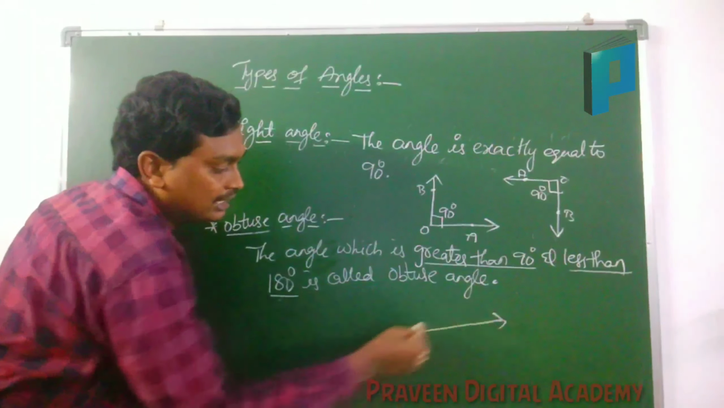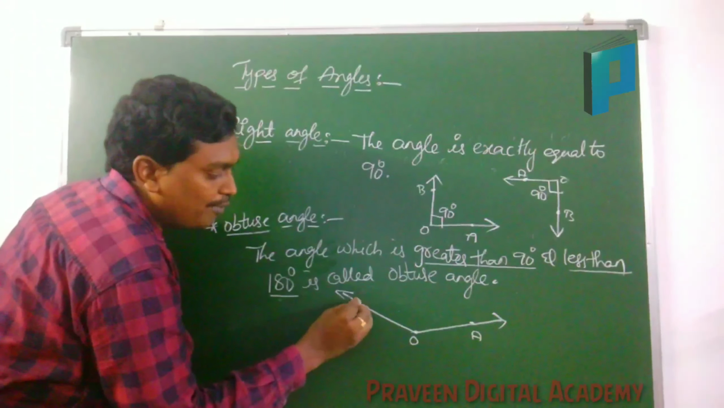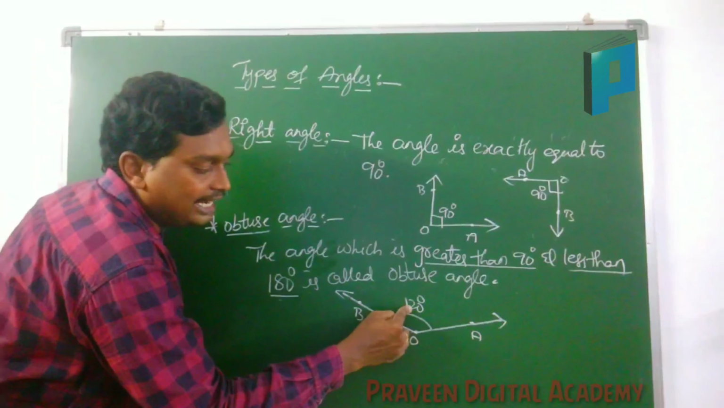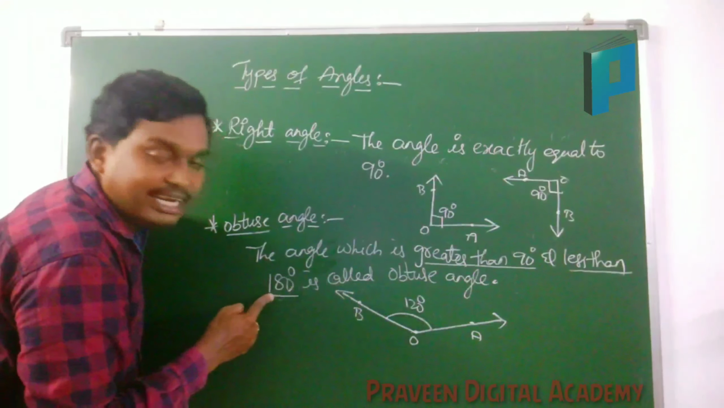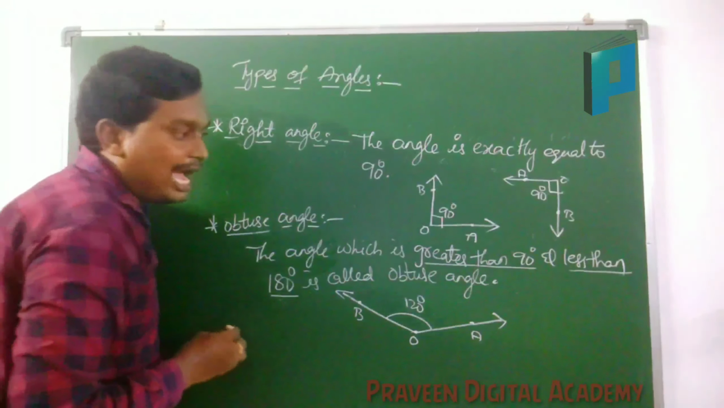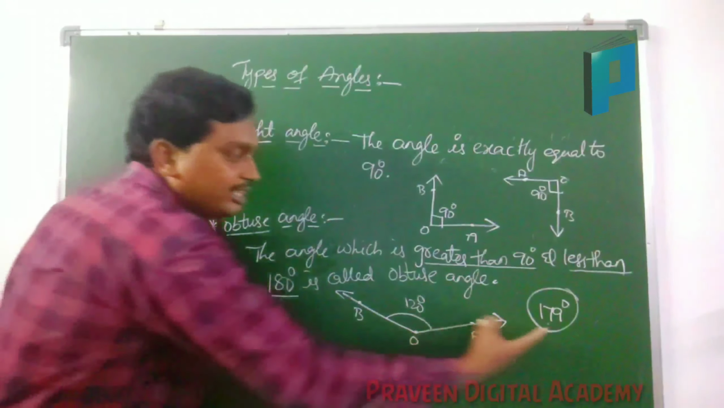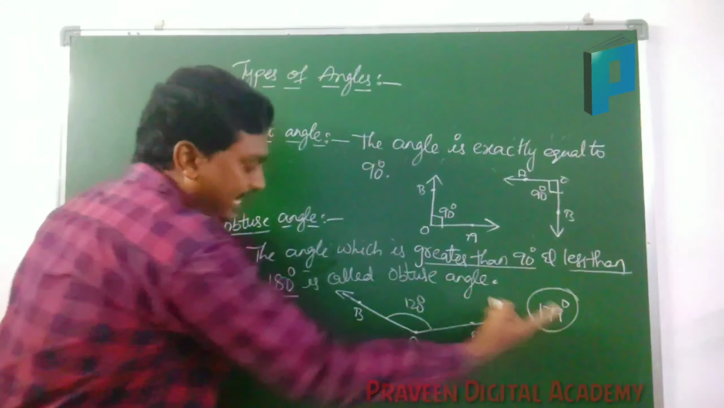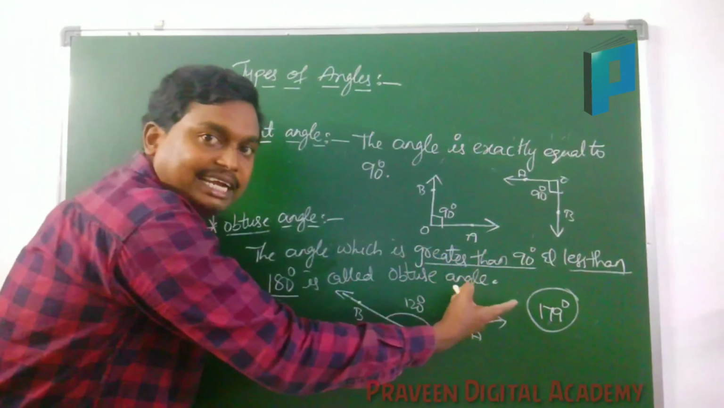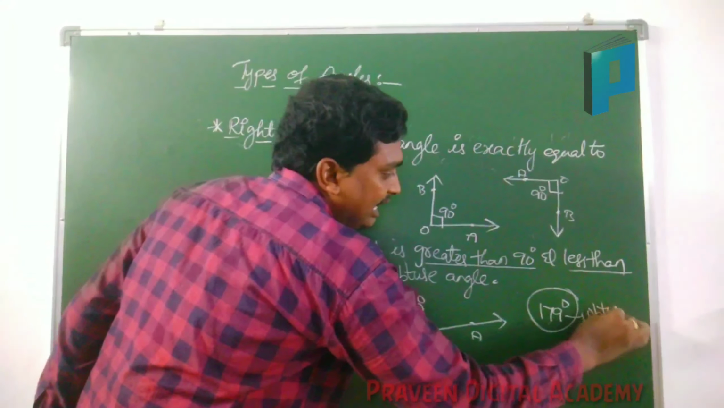If you are having an initial ray like this, OA is the initial ray and this OB is the terminated ray. If the angle is 120, this 120 is greater than 90 and should be less than 180. Such kind of angle only we will call an obtuse angle. 179 is also an obtuse angle. Why? Because this 179 is greater than 90 and less than 180. Here the angle which is greater than 90 and less than 180 is called obtuse angle.